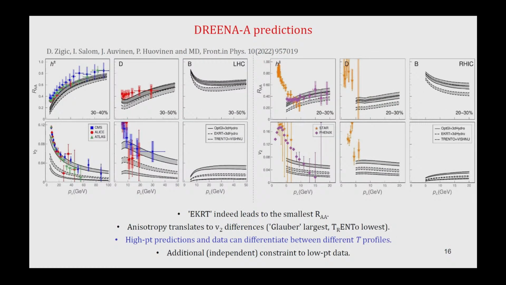And then the predictions were generated, and we see, indeed, this gray one shows this middle profile, and we see that this middle profile really has the lowest RAA or the largest suppression. And for V2, we see that this upper profile has the largest V2, this middle profile has the lower V2, and this lowest profile has really very low V2, almost consistent with 0. So this leads to a conclusion that high PT predictions can indeed differentiate between different temperature profiles when low PT data cannot provide further constraint, and then it provides an independent constraint to low PT data and can be used together with it for QGP tomography.